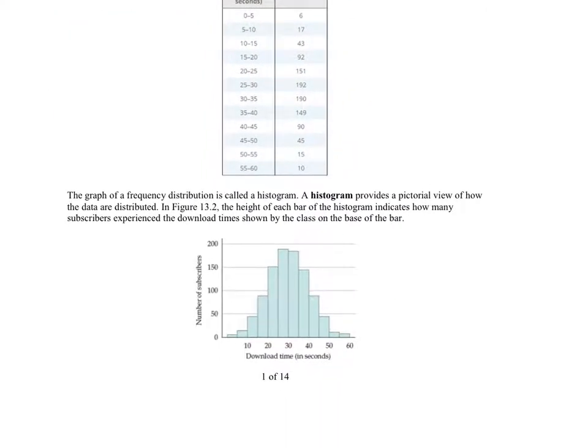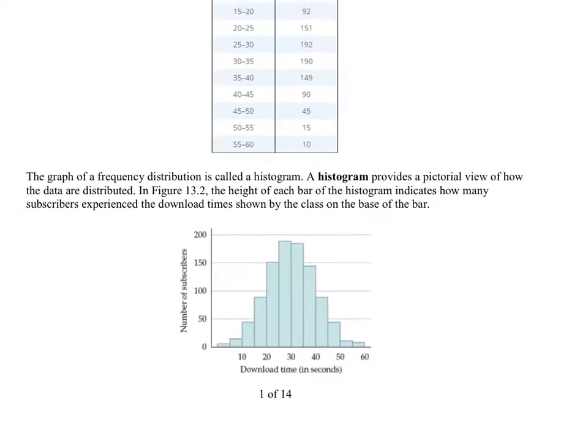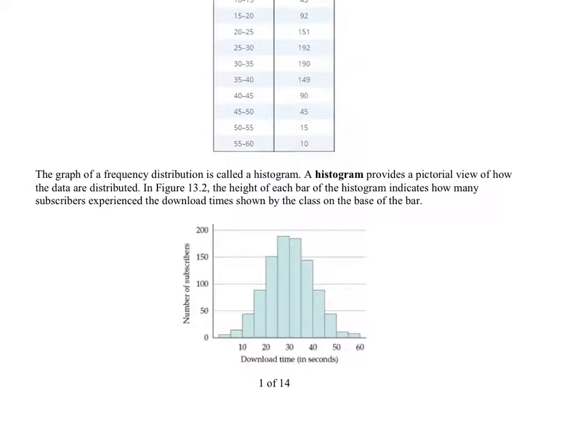It's just a way of grouping the data to help us visualize and organize the data before we graph it. And it says the graph of a frequency distribution is called a histogram. Again, a histogram provides a pictorial view of how the data are distributed. The difference between a histogram and a bar graph is that in a histogram the bars touch, and in a bar graph the bars do not touch. So when we're doing histograms, your bars need to touch.